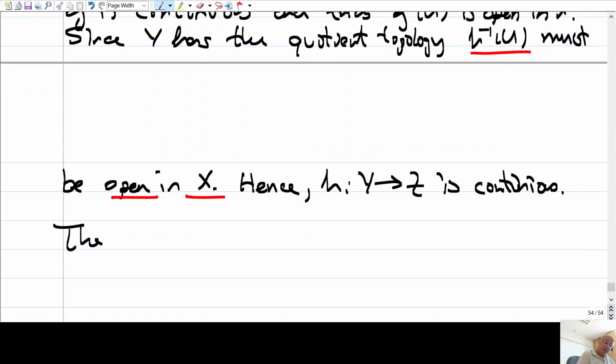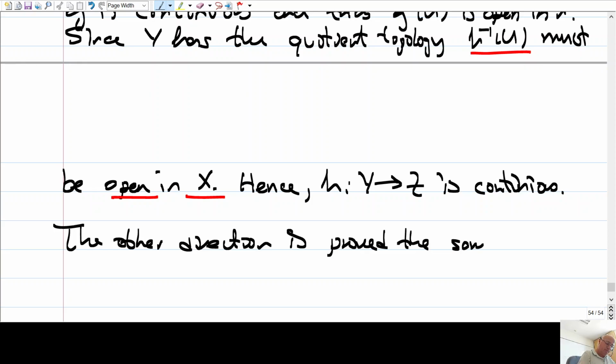The other direction is proved the same way also. Okay, so I stop here.